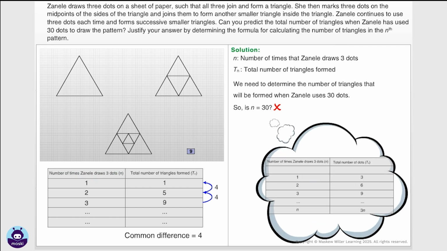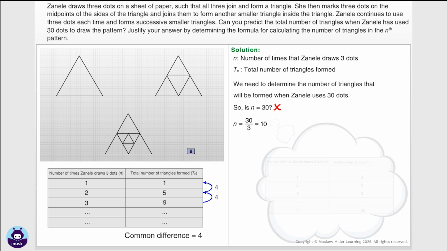dots. We know that Zanele uses 3 dots to draw the first figure of the pattern. To draw the second figure of the pattern, she will use 6 dots. So, if she has used 30 dots, we simply divide 30 by 3 and determine n. So, we have been asked to determine the number of triangles when n is equal to 10.